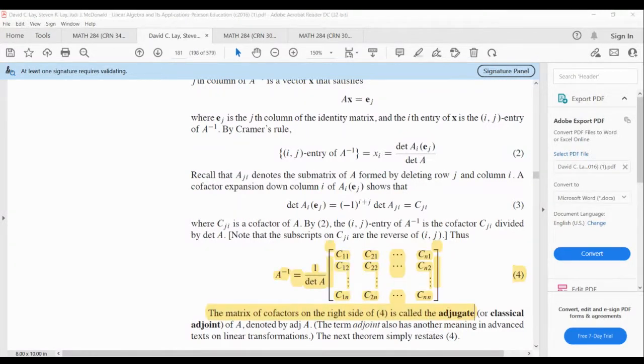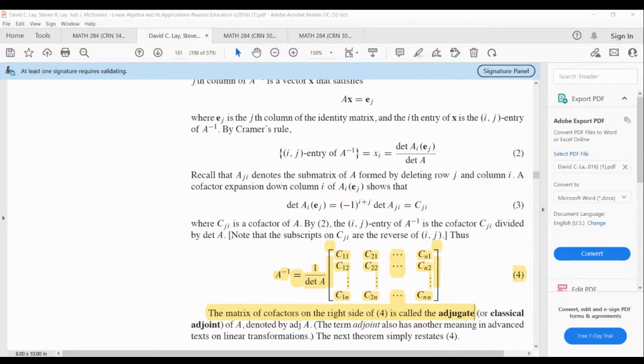Okay, this formula: A inverse is 1 over the determinant of A times the matrix of the cofactors, like cofactor expansion. And the right side of this formula 4 is called the adjugate or classical adjoint. And the book talks about that. And that's fine. It's another formula for finding the inverse.